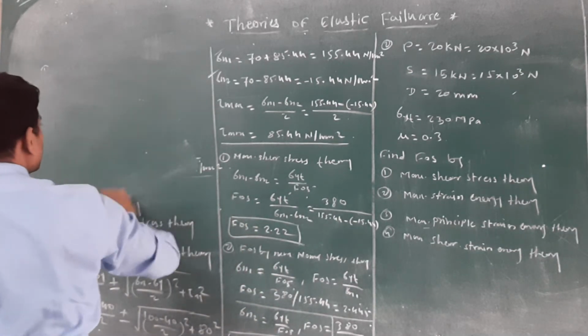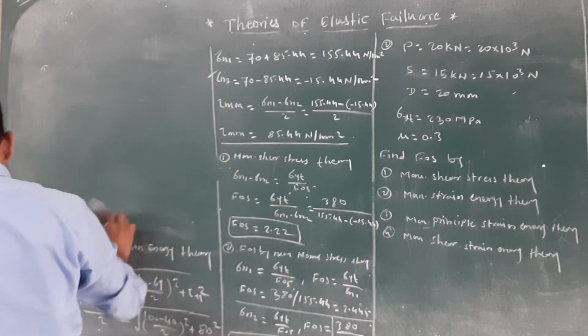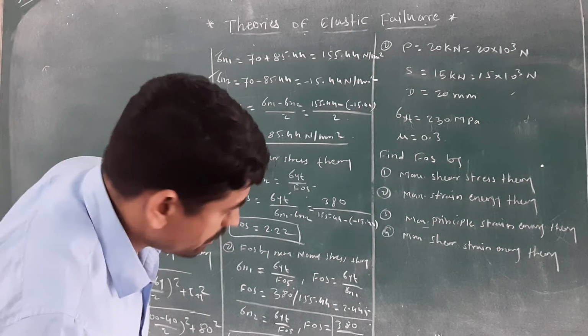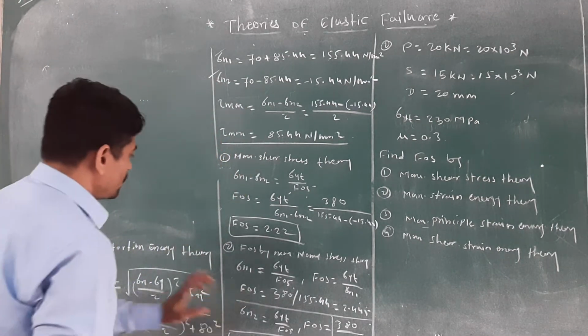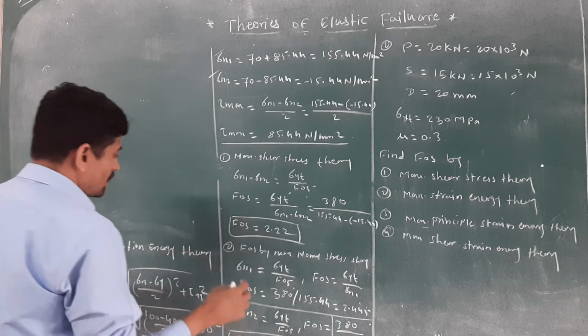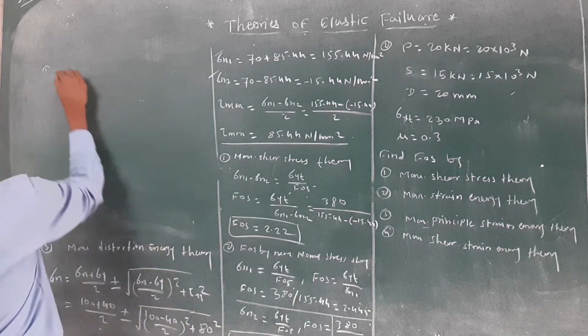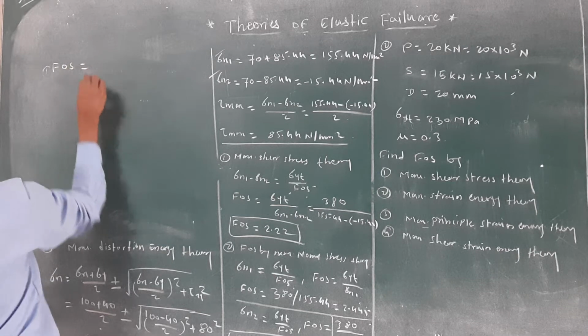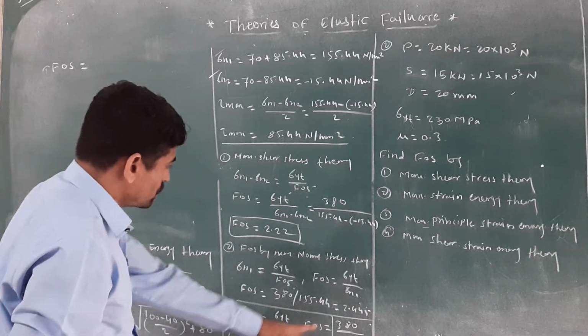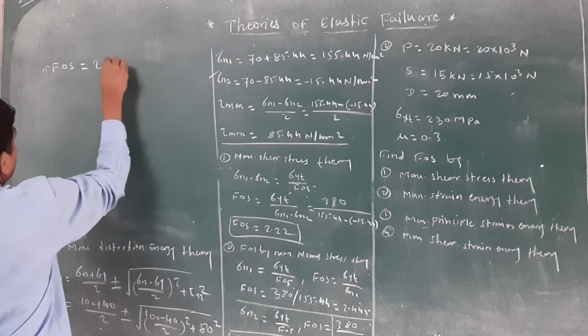Okay, all of you getting how to solve? You only have to put the value. If you know the formula, then directly you should put the value. Then here you will get the factor of safety FOS is equal to this 2.445.